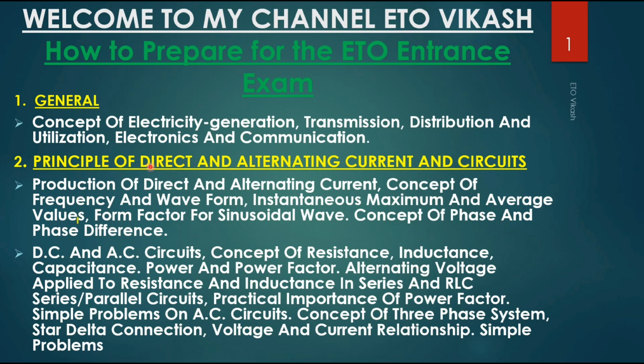So our second chapter is principles of direct and alternating current circuits. In this, you study the basics of production of direct and alternating current, and the concepts of frequency, waveform, instantaneous, maximum and average voltage values, form factor for a sine wave, and the concept of phase and phase difference. You have to study the basics only. During the exam, they ask basics only.